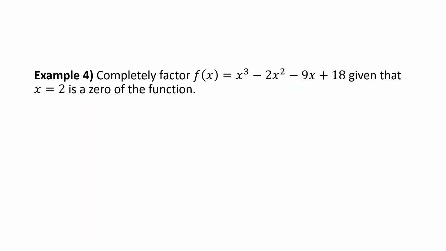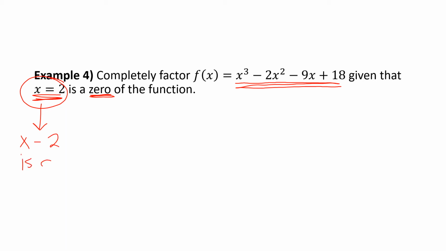All right, let's try one more of those. Here we want to completely factor x cubed minus 2x squared minus 9x plus 18, given that x equals 2 is a zero of the function. So right away, if they tell me that x equals 2 is a zero, then I know that x minus 2 is a factor. If I apply the factor and remainder theorem, all I need to do is divide x minus 2 out of my polynomial, and then I'll be able to factor whatever's left over.